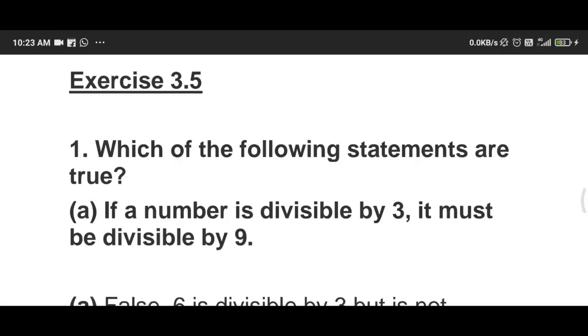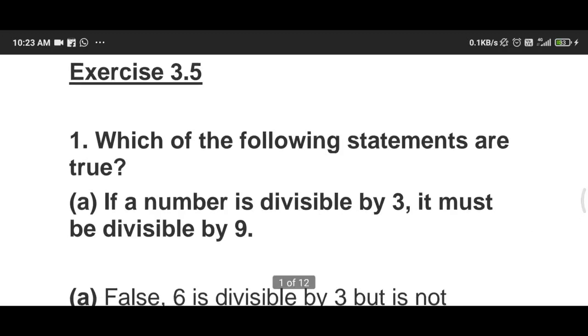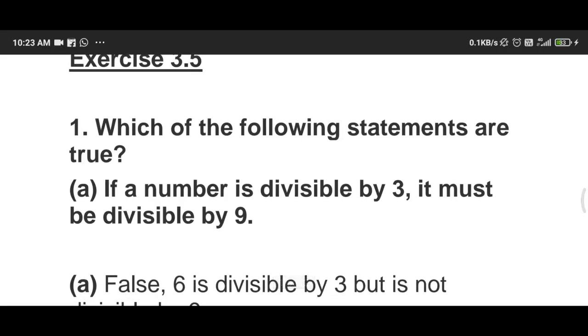Today we are doing exercise 3.5, class 6 NCERT. This is question number 1. Which of the following statements are true?